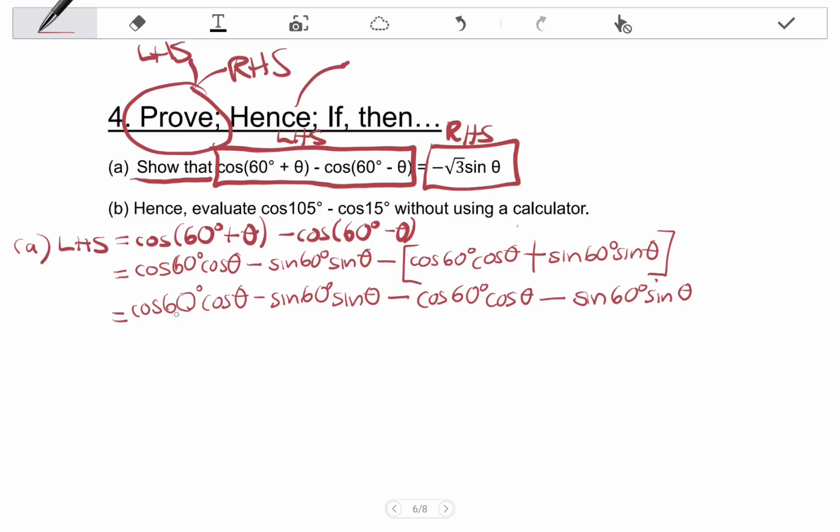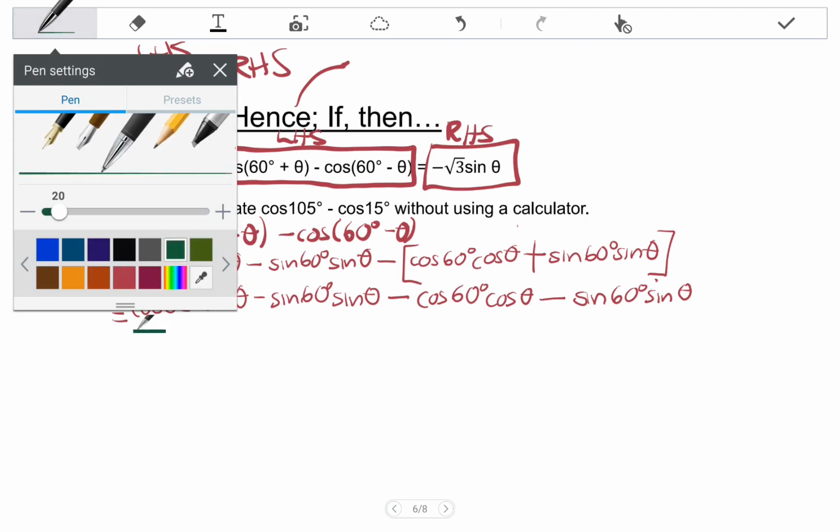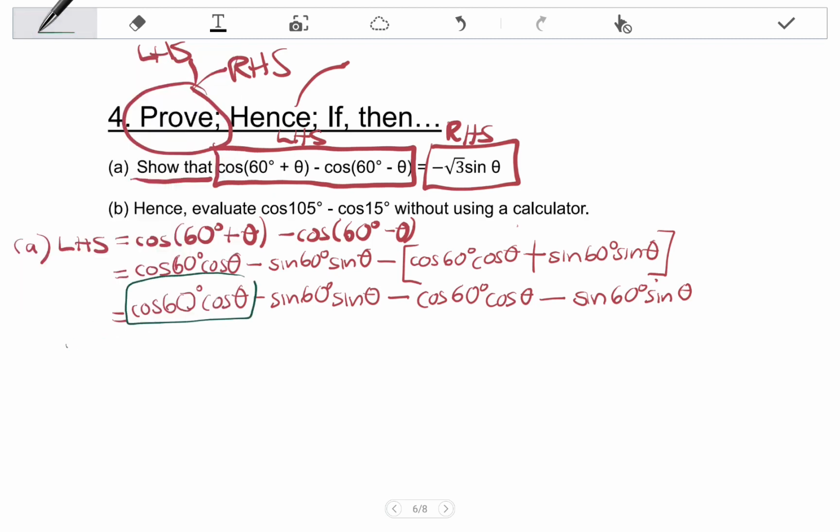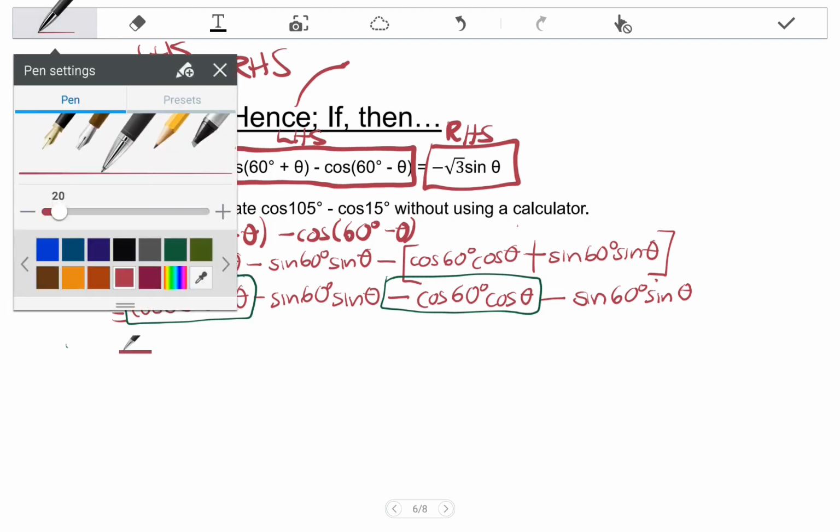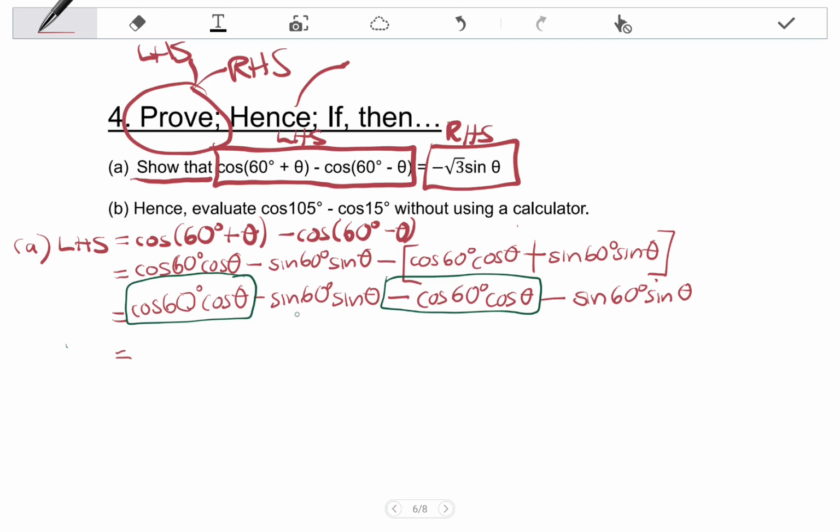Now I can look for like terms, and if we do that, we see that I have a cos 60 cos theta minus cos 60 cos theta. So those cancel each other out, and then I have minus sine 60 degrees sine theta minus sine 60 degrees sine theta. Now these are exactly the same, so they are like terms. So it's like minus an apple minus another apple. How many apples? Minus 2 apples, and the apples are sine 60 degrees sine theta.